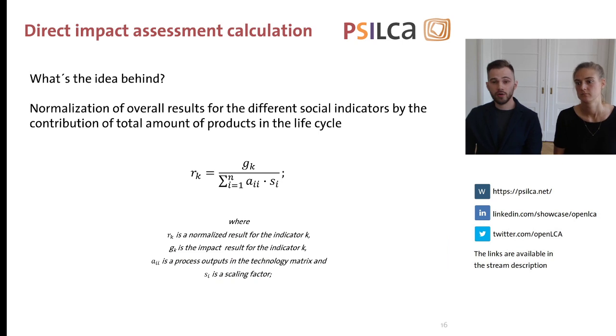So in this slide you can see the whole idea behind it. It is a simple formula. I wouldn't go too much into the details. I just want to give you a general overview of how it is really calculated. So GK is basically our result of the indicator, which is non-normalized yet. But in order to do so, we divide by the ratio down here. So here is the process output of the technology metrics, and it is multiplied by a scaling factor. Basically, it is our impact divided by the contribution amount of the total products in the whole life cycle. So we're taking into account the whole amount of products because it's really important to scale it and replace the activity variable. And somehow we have the weighted inputs as well as extents.